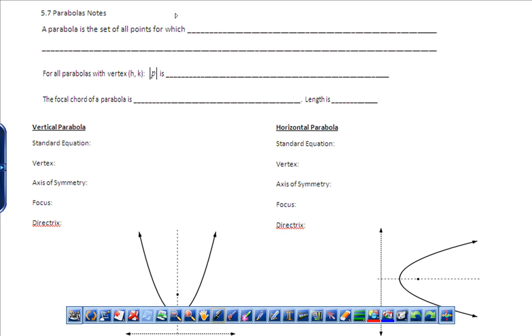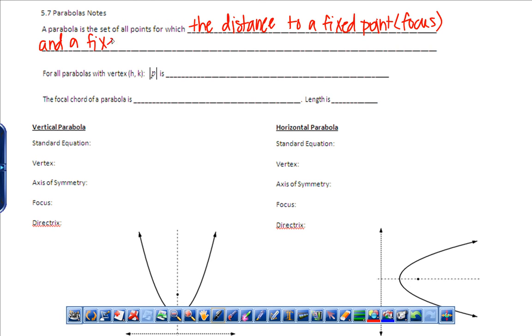This is parabola notes. It says a parabola is a set of all points for which the distance to a fixed point, and your fixed point is your focus, and a fixed line, this is new, and your fixed line is called a directrix. That distance is going to be the same.